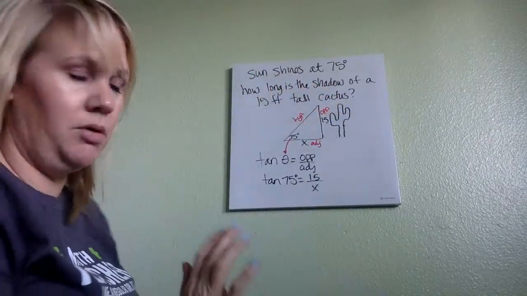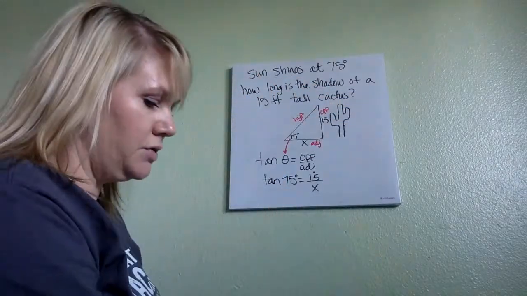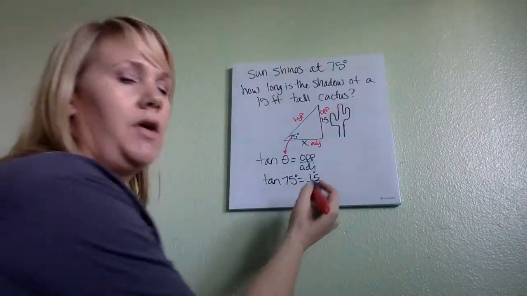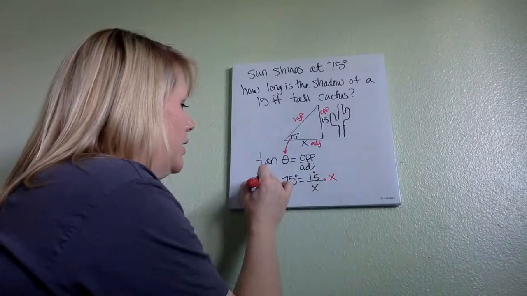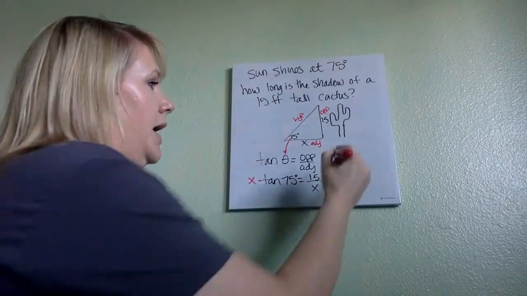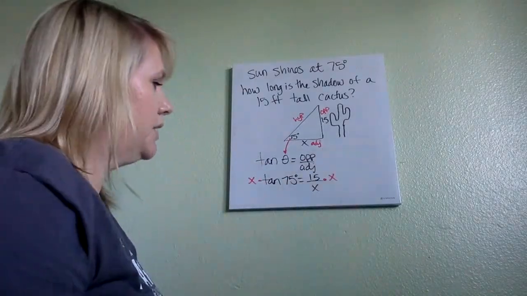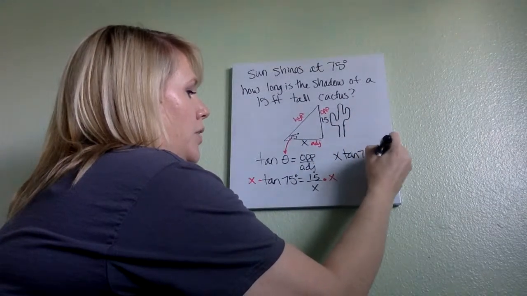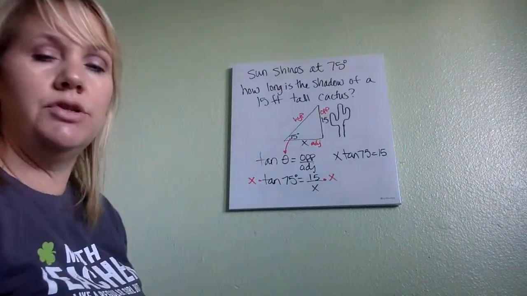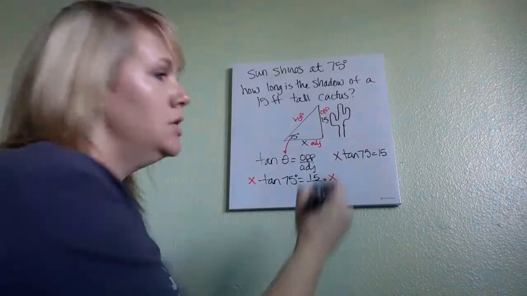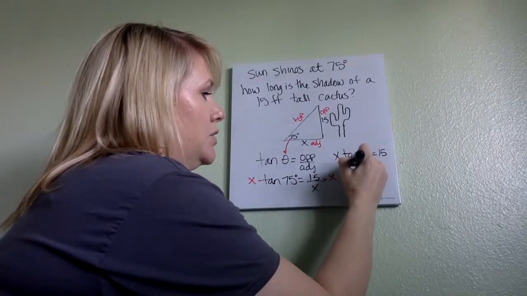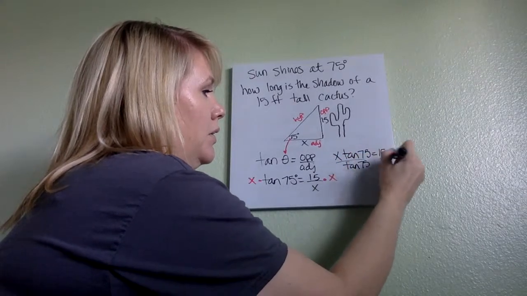I'm not going to write down the number because I want the exact value. So I'm going to solve this equation. If x is in the denominator of the fraction, the way to solve it is to multiply by x. So now I have x times the tangent of 75 on the left side, and on the right side I have 15. Like I just showed you, the tangent was like 3.7, so if I divide that from both sides, again, I'm going to use the exact value.